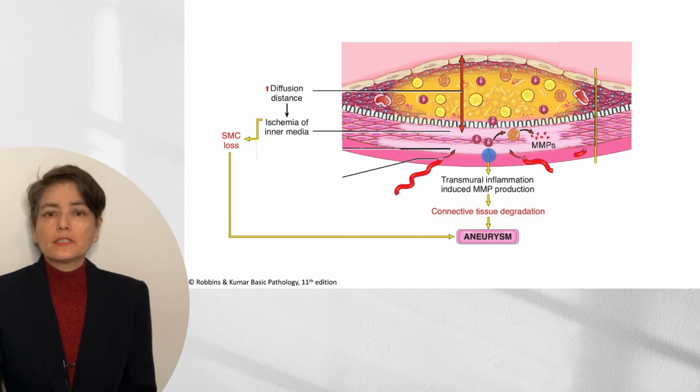And also we're going to see, because of this pro-inflammatory environment, we're going to have matrix metalloproteinases that will be elaborating factors that will begin really tearing apart the connective tissue. So we're going to get smooth muscle cell loss because of intermedia ischemia, which can lead to an aneurysm, and we also will have transmural inflammation with increased matrix metalloproteinase production and connective tissue degradation.